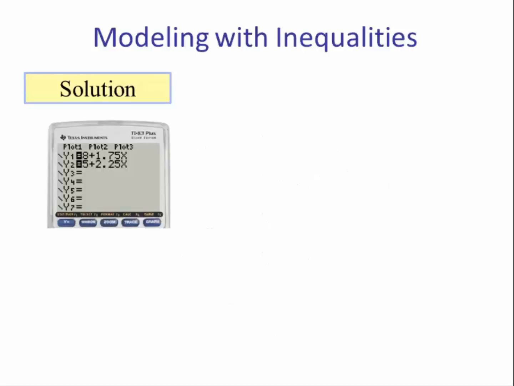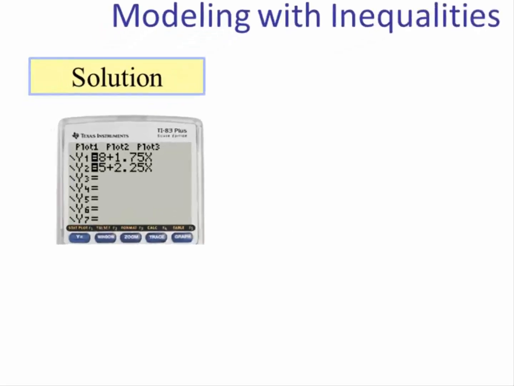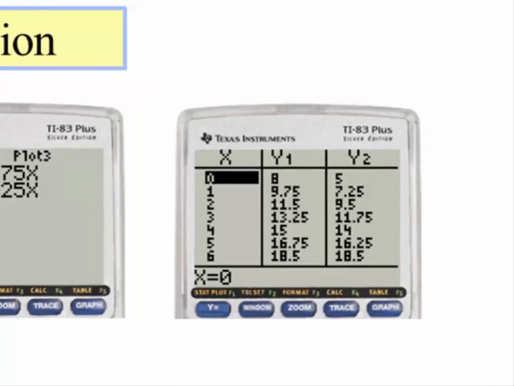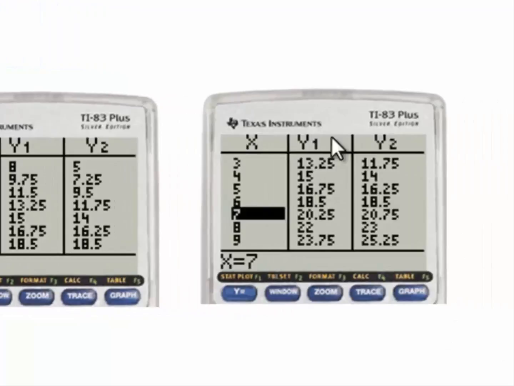We can verify this by using the graphing calculator. So we take the left-hand side of the inequality, put that in y1. We take the right-hand side of the inequality, put that in y2. Then we use our table feature, which is second graph, and we want to know when y1 is smaller than y2. When x, the number of tickets, is 6, y1 and y2 are equal. And when it goes larger than 6, y1 is smaller than y2.